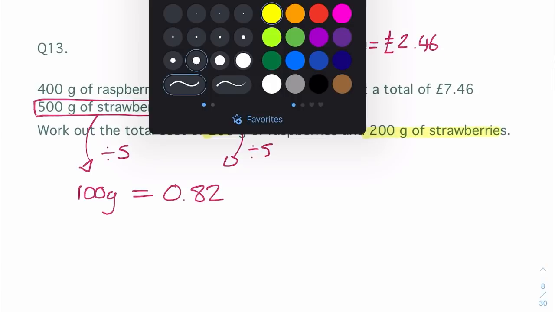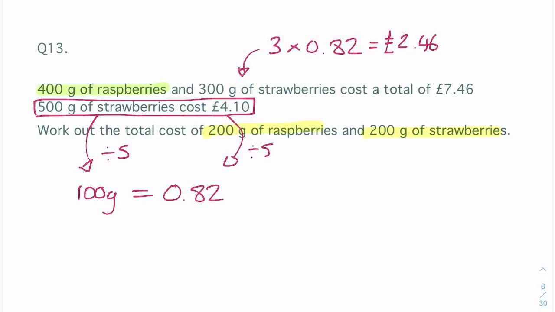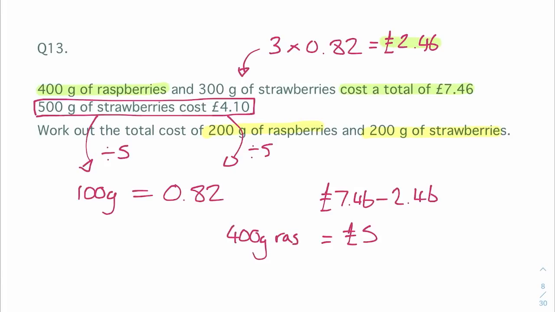So actually what we've got now is that 400 grams of raspberries will cost £7.46, take away this £2.46. So if we work that out, we've got £7.46, take away £2.46, and that leaves us with £5. So those 400 grams of raspberries is equal to £5.